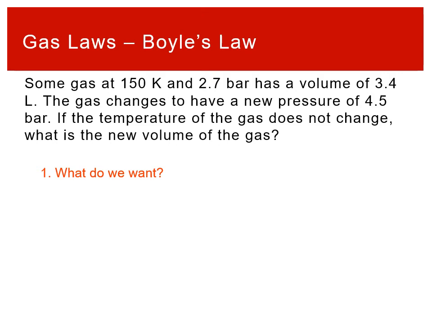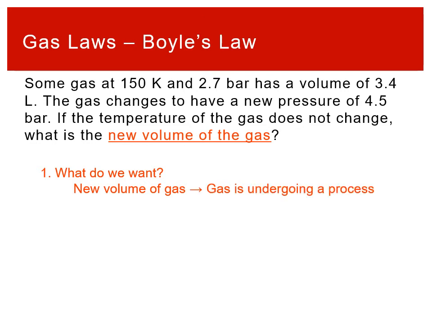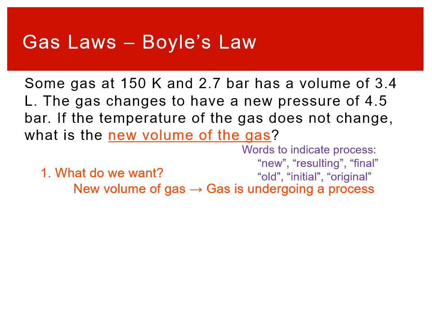We always start out by thinking about what we want. Where do we want to end up? And we can see that we're looking for the new volume of the gas. Again, that word new implies that this gas is undergoing a process. Initial, final, old, new: these are all words that indicate that there's some sort of change. And whenever we're dealing with a change, that's going to signify that we're probably going to be using one of these named gas laws. And the question is just to figure out which one to use.